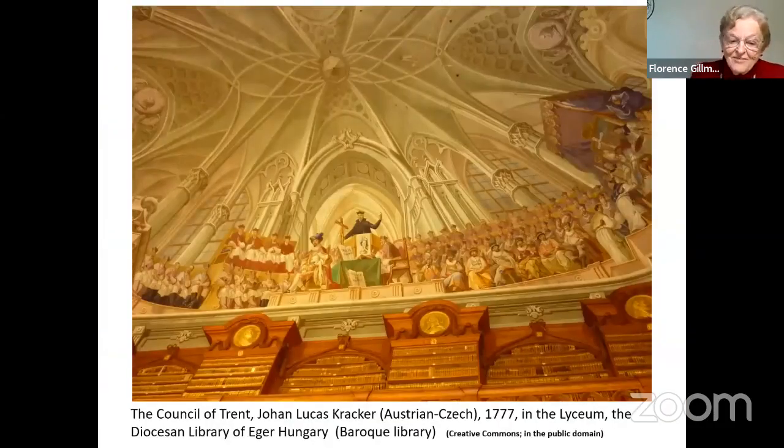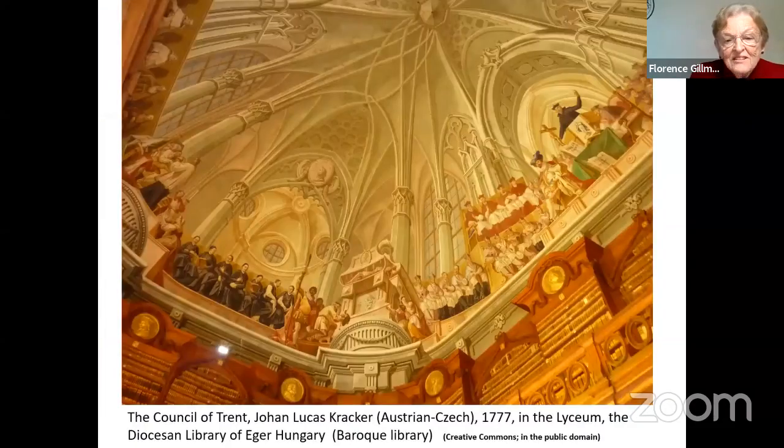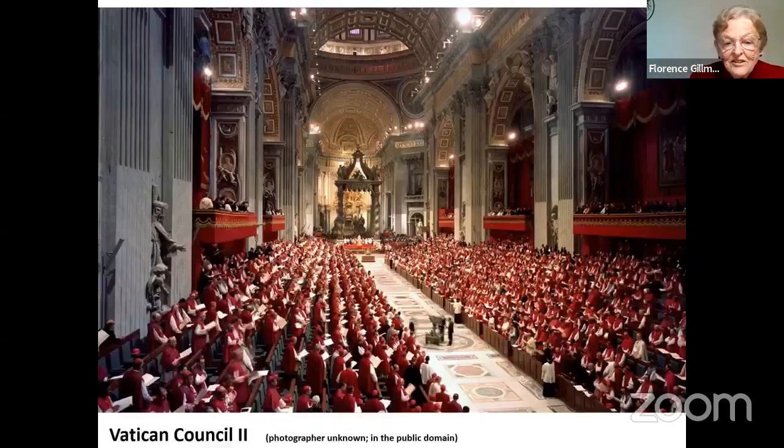This is so interesting. These are 18th century Hungarian paintings of the Council of Trent that are on the ceiling of the Library of Eger, the Diocese of Eger, Hungary. And there's Trent. And here's a different angle of the same thing. So the whole ceiling is Trent. Now that in symbolic form states what happened. Trent dominates the church from Trent forward until here.